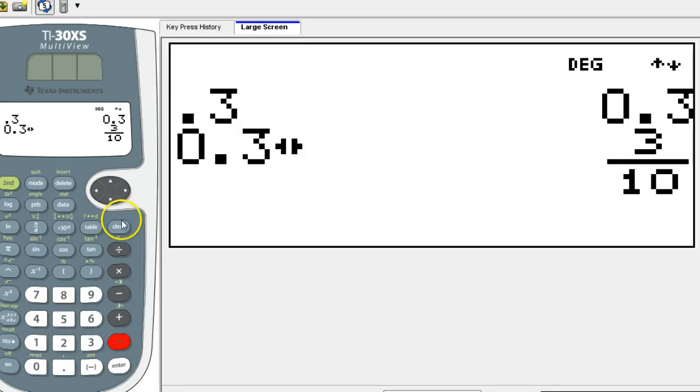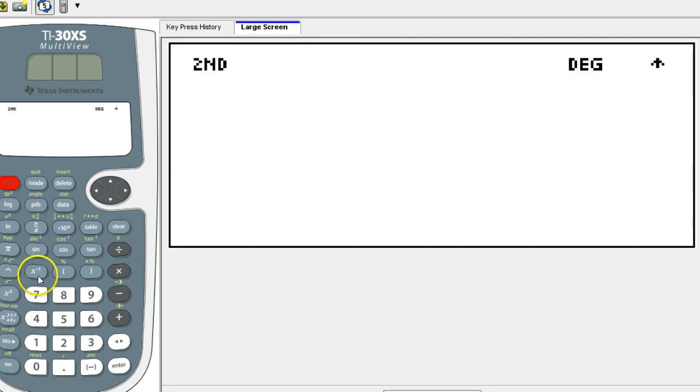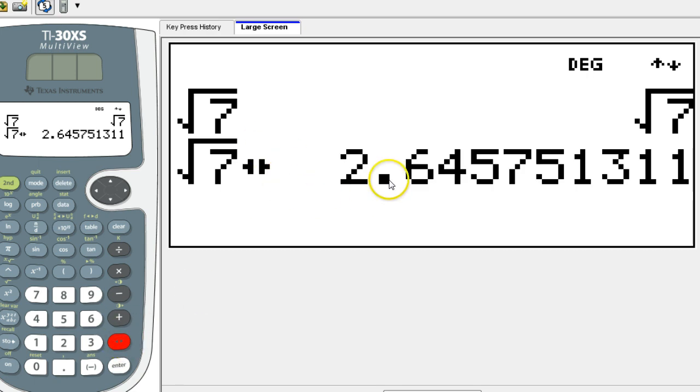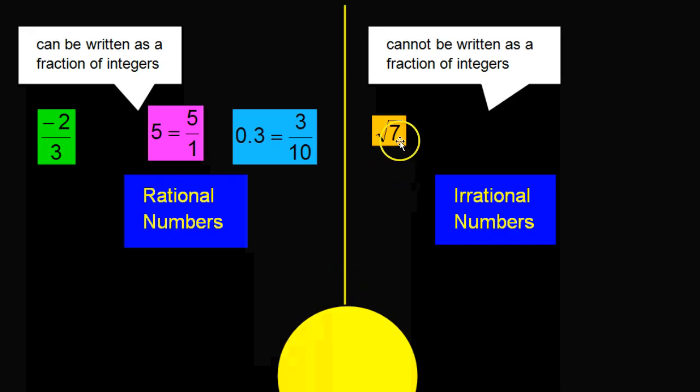Also, something to be aware of: if you put the square root of 7 in your calculator and try to simplify it, notice that we get this long decimal. And what you're going to learn is that square roots like this, these decimals just go on and on and on forever. They never end, and they never repeat. That's going to be important later. So the square root of 7 is definitely an irrational number.